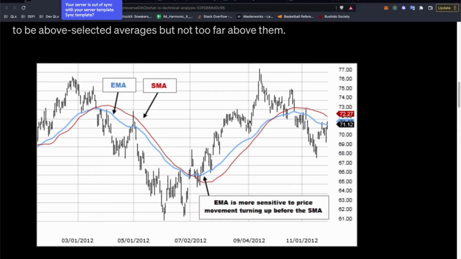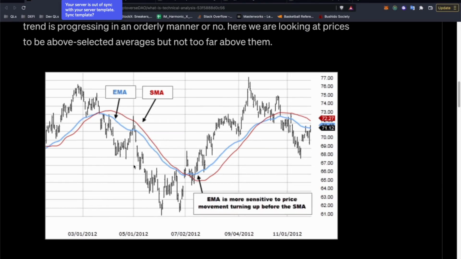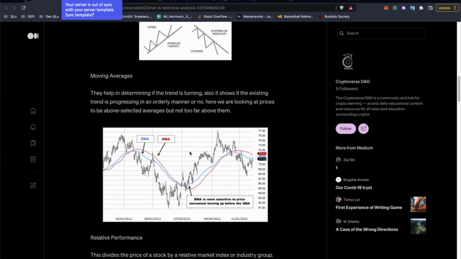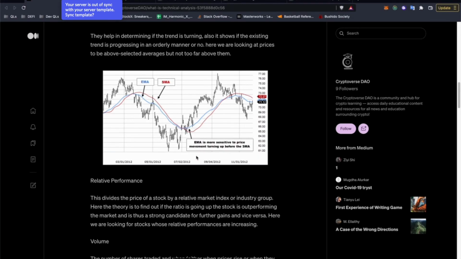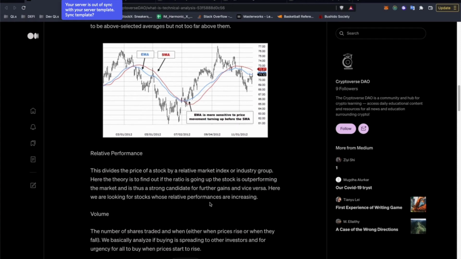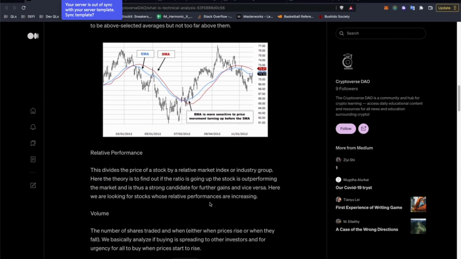And it continues to go up, right? Continues to go up until it crosses again and the direction shifts and it begins to go down. So a really great way to visualize how the market is feeling, and how you should be feeling in relation to the market. Let's talk about relative performance now.